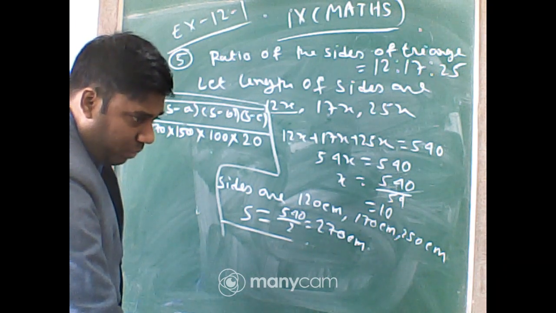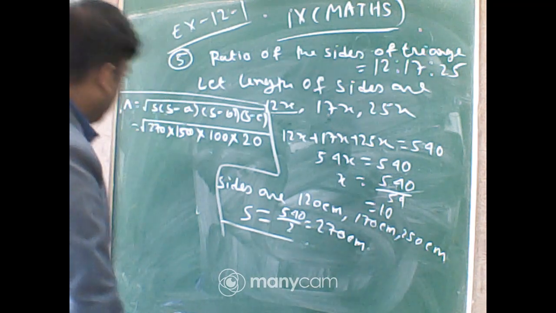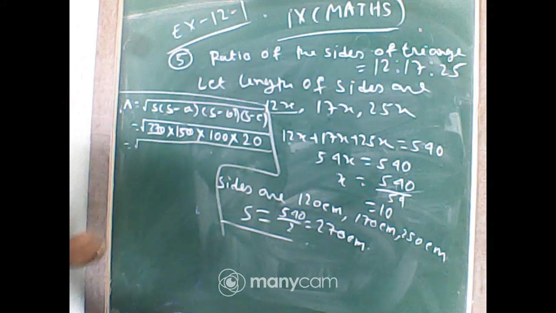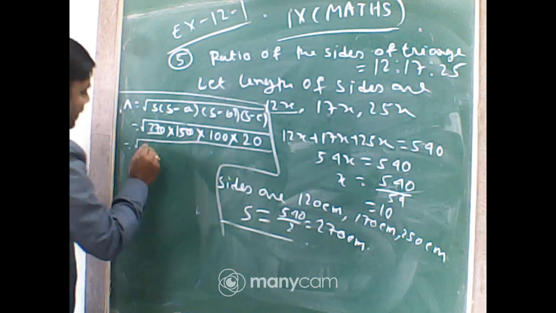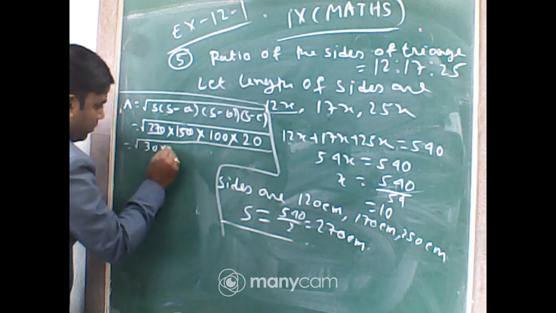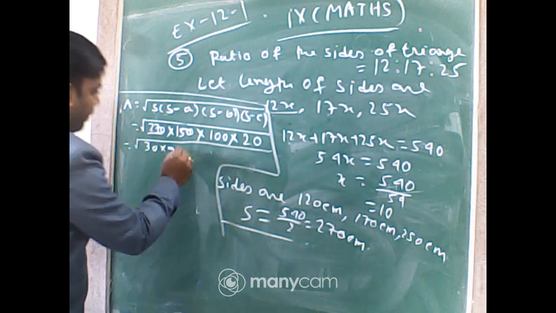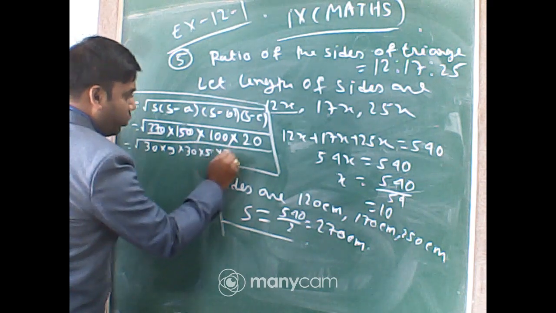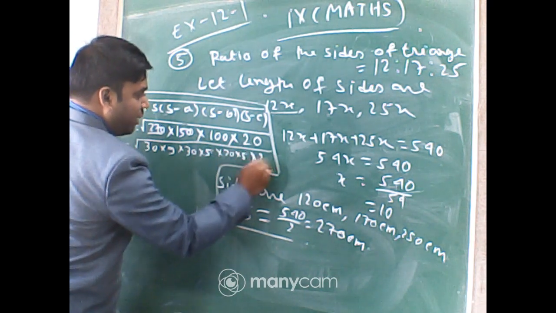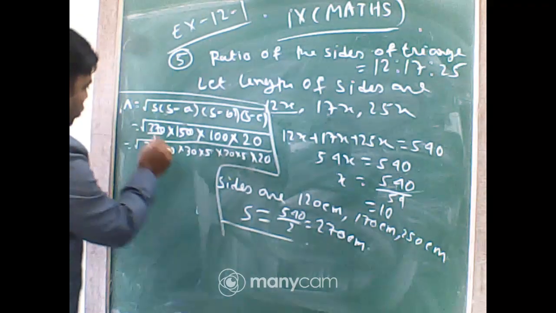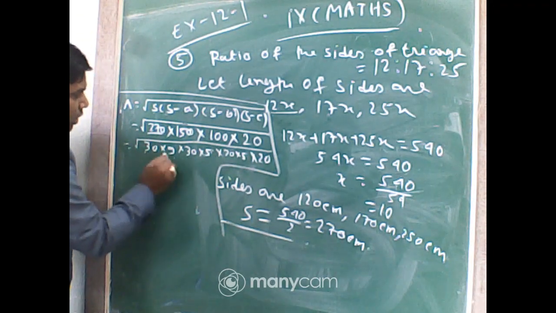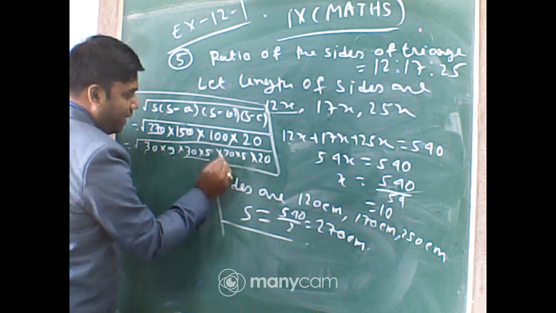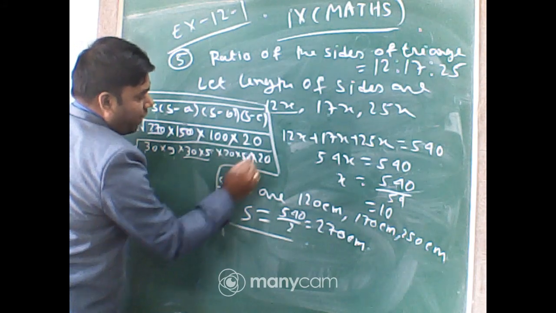Okay, anyone have any problem? Next, just break it in this way. 270, you can write it as 30 into 9. 150, 30 into 5. 100, 20 into 5 and 20 into 20. Again, I am explaining. 270, I have written 30 into 9. 150, I have written 30 into 5. 100, I have written 20 into 5 and 20 into 20.